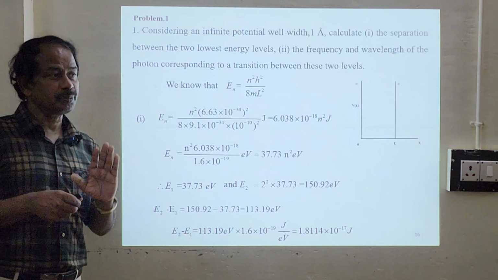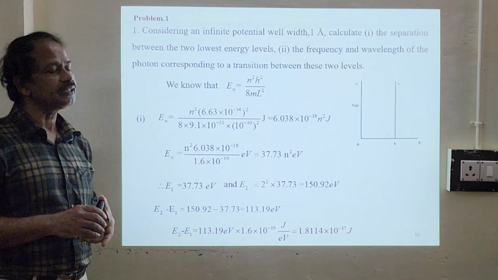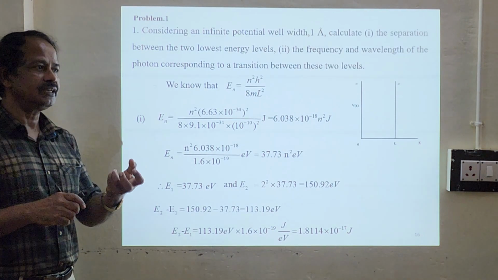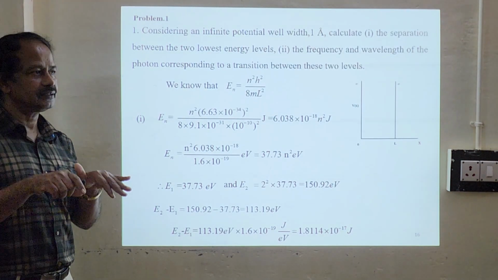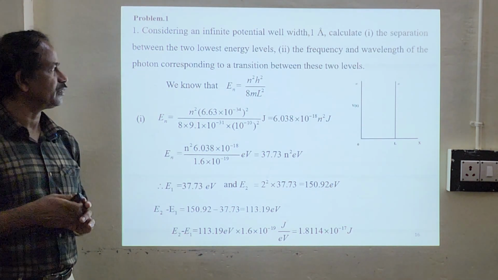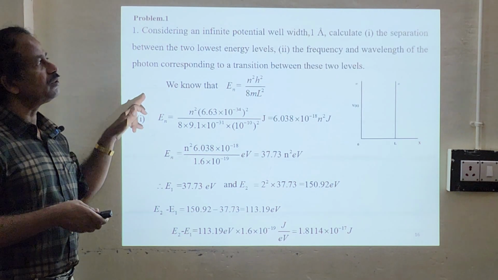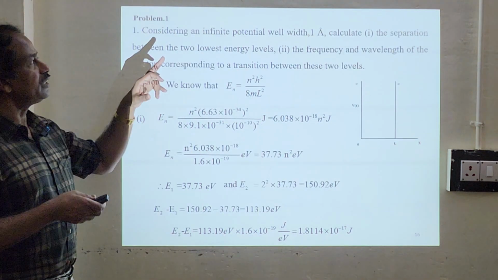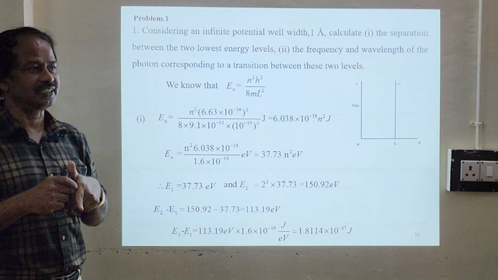Now we'll go with 4 problems. These 4 problems are very important regarding the infinite rigid walls. The particle is confined inside the well, and both the walls are rigid walls which are infinite. Considering an infinite wall well, the well width is given as 1 angstrom. Calculate the separation between the two lowest energy levels.